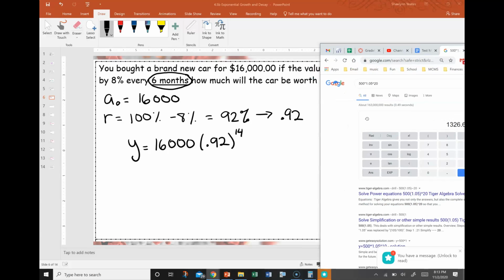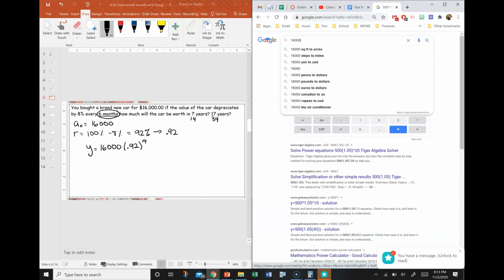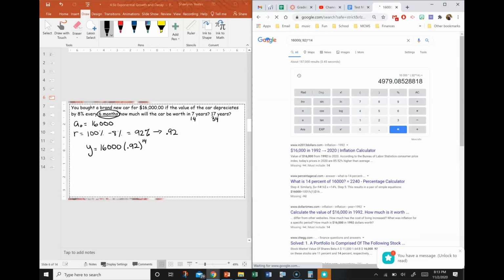So we're going to take handy dandy little calculator. We've got 16,000. We're going to do times 0.92 to the 14th. And we get $4,979.09. That's how much your car is worth after 7 years. Ooh, that's not so great.